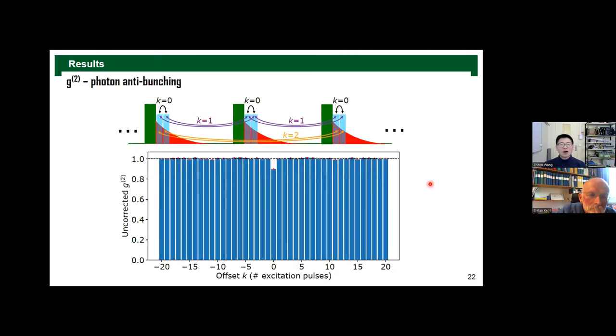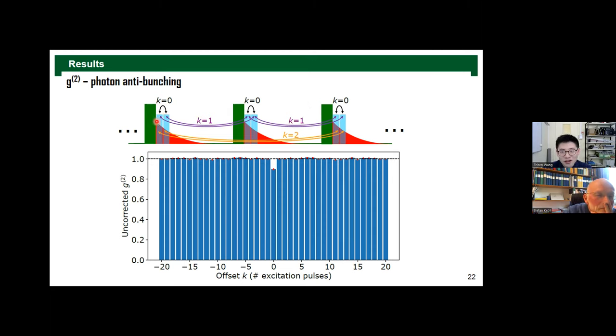So the final thing I want to show you, to give you proof that this is indeed really a single spin, is that we need to do a photon intensity correlation measurement. The sequence is quite similar to what has been done before. We just keep repeating it a large number of times to ensure we have enough statistics. Then we can calculate the correlation.